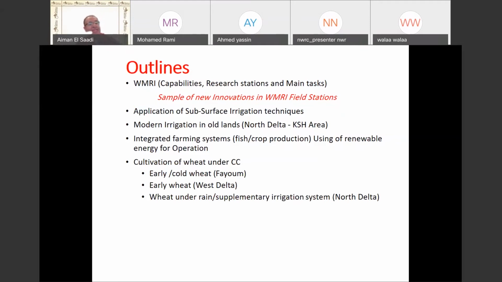Some techniques regarding cultivation, and how it deals with water management issues. This is our main topic, to help with the distribution of water within these areas.